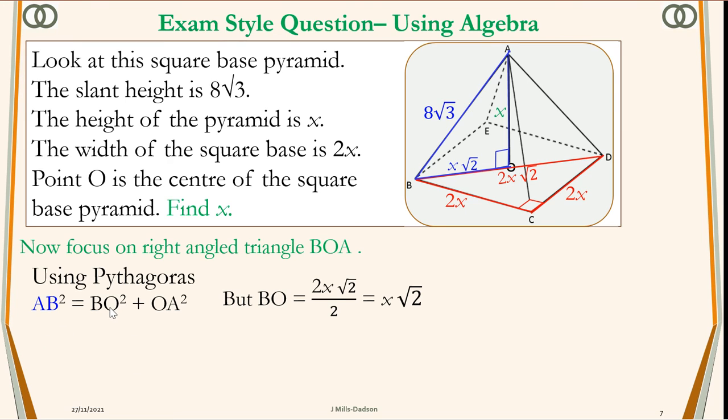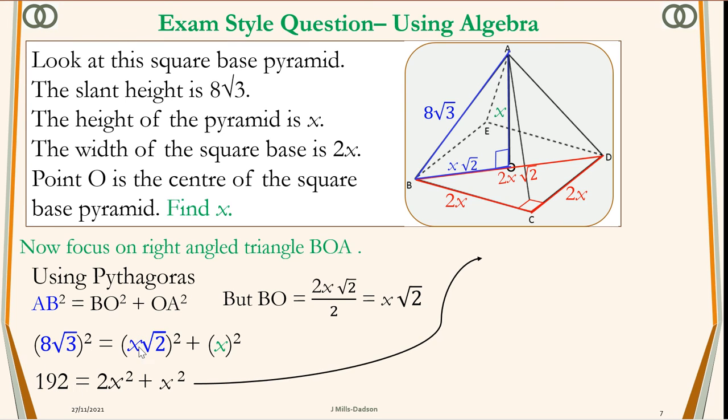So we replace BO squared with x root 2 squared. So we're going to have AB, which is 8 root 3. BO is x root 2, OA is x. So you're going to square: 8 root 3 squared equals x root 2 squared plus x squared. Work each out. Now be careful. 8 root 3 squared is 8 times root 3 times 8 times root 3. So it's best to rewrite everything in the long form. And 8 times 8 is 64. Root 3 times root 3 is 3. 64 times 3 will give you the answer as 192. The same way, root 2 times root 2 is 2. x squared is x squared. So that's what we have.